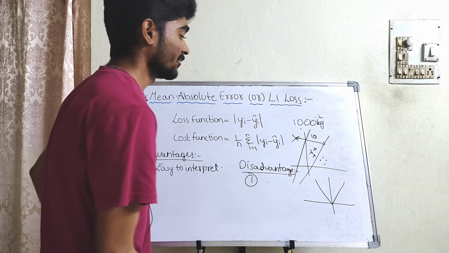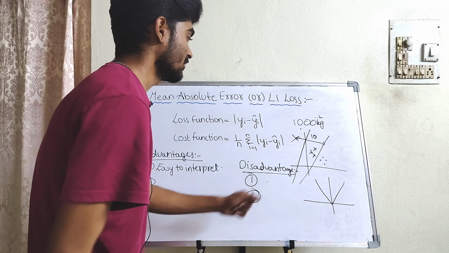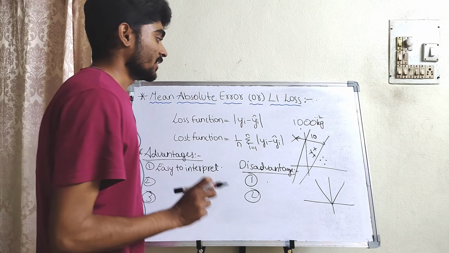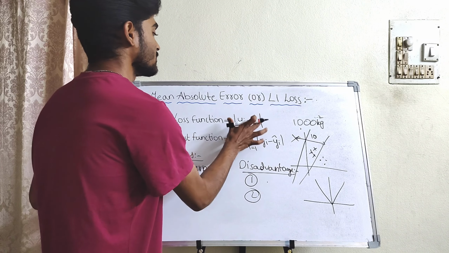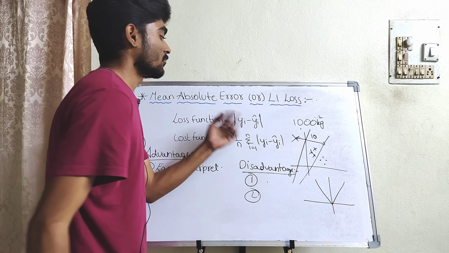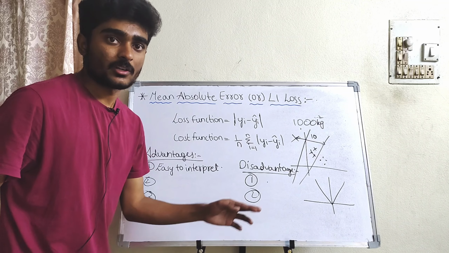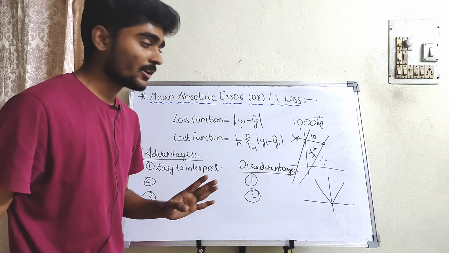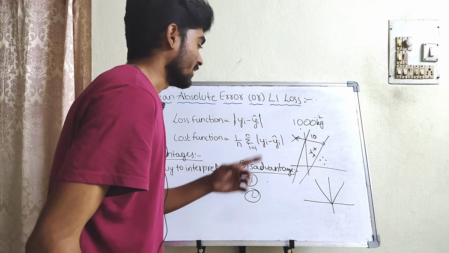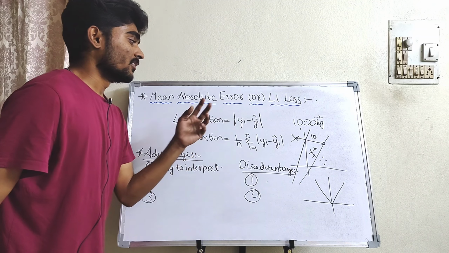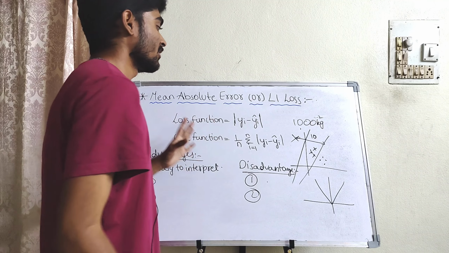This is the main disadvantage of this MAE loss function. And there is another disadvantage with this MAE loss function: in general, in PyTorch or any framework like TensorFlow, the application of this modulus operation is difficult, and this is another disadvantage of MAE loss. The first disadvantage is gradient calculation, we cannot calculate the gradients. And the second disadvantage is that the usage of this modulus operation is difficult in frameworks.